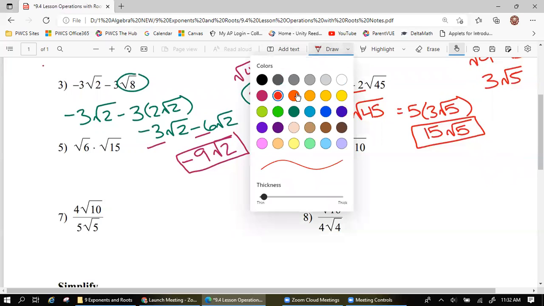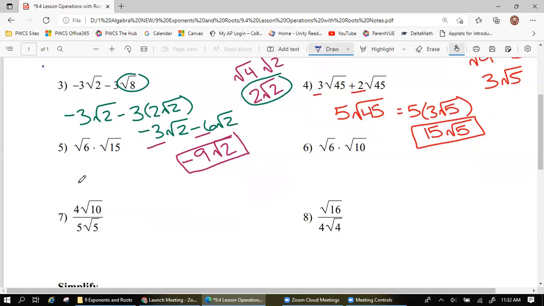When we multiply square roots, they don't have to be the same, which is kind of nice. You can just multiply the square roots together, and you would multiply any coefficients they might have. So the coefficients for these two square roots is 1. We just don't write them. So 1 times 1 is 1. That's no big deal. But we could just do 6 times 15.